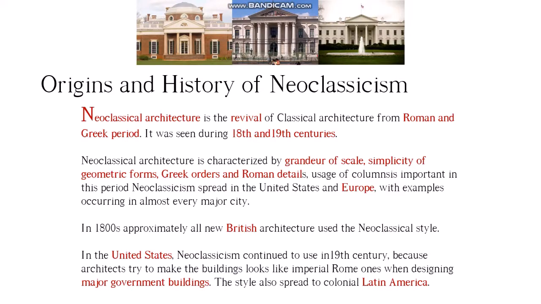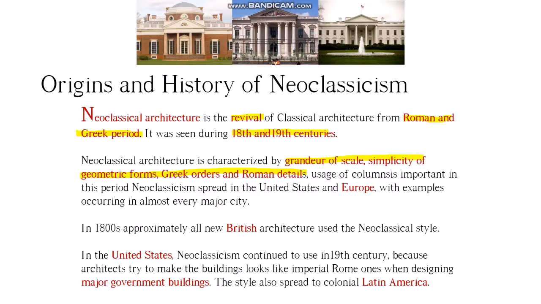Origins and history of neoclassicism. Neoclassical architecture is the revival of classical architecture from Roman and Greek periods. It was seen during the 18th and 19th centuries. It is characterized by grandeur of scale, simplicity of geometric forms, Greek orders, and Roman details. Usage of columns is important in this period. Neoclassicism spread in the United States and Europe, with examples occurring in most every major city.